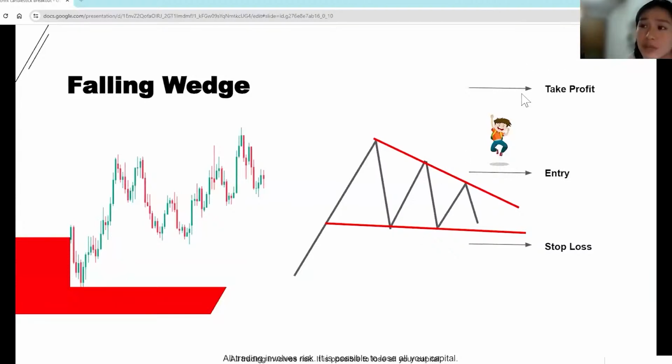Take profit would be above that higher swing high. Your entry would be somewhere in the middle here, and your stop loss just has to be below this lower line. So it would be the same thing, just opposite for your ascending triangle. Stop loss would be on the top, entry would be somewhere here in between, past this should be maybe here, okay? And then your take profit just above it over here.